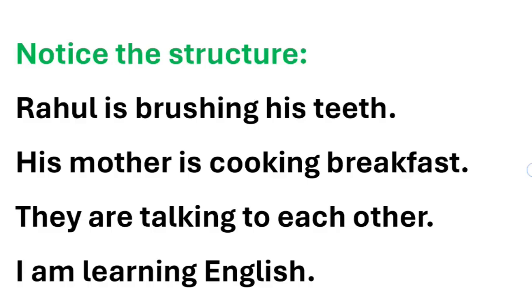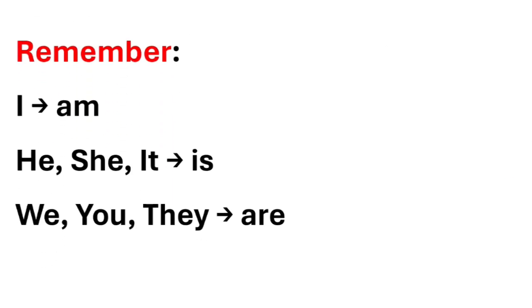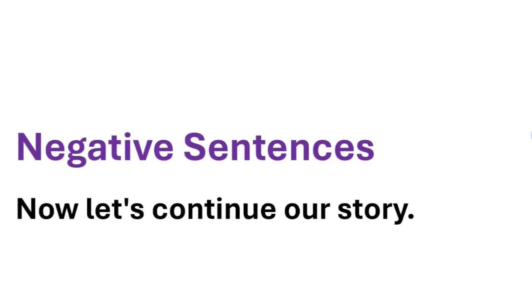Now notice the structure. Rahul is brushing his teeth. His mother is cooking breakfast. They are talking to each other. I'm learning English. Remember one rule. When we write the subject I, we have to follow the helping verb am. When we write the subject he, she, it, we follow the helping verb, which is is. The subject we, you, and they follow the helping verb are. This is the rule that we have to follow always.